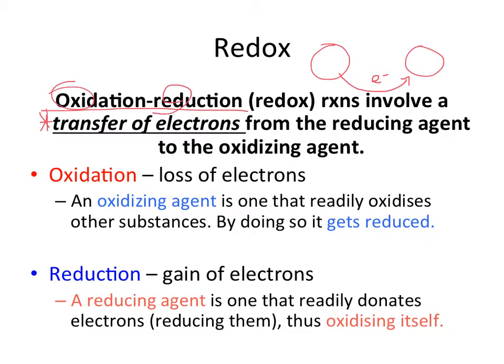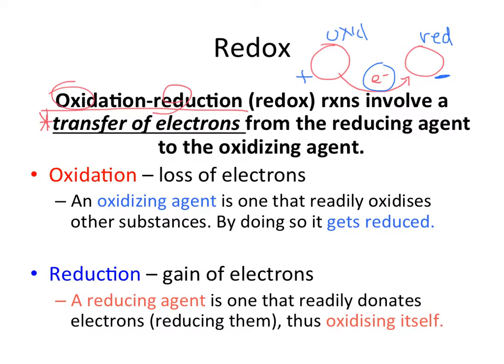When we look at this picture, we can define this species here and this species over here. The species that is losing electrons is undergoing oxidation. The species that's gaining electrons is undergoing reduction. So oxidation is defined as the loss of electrons, and reduction is the gain of electrons. It doesn't matter how many electrons it gains or loses. If it loses electrons, it is called oxidation. If it gains any amount of electrons, it is called reduction.